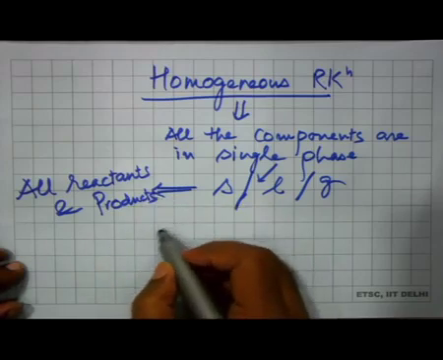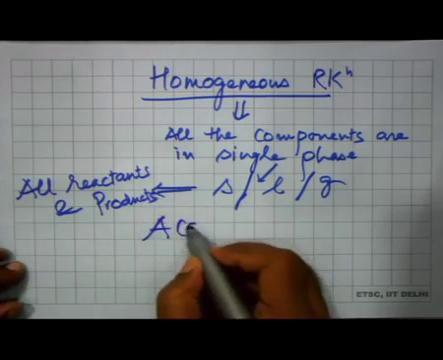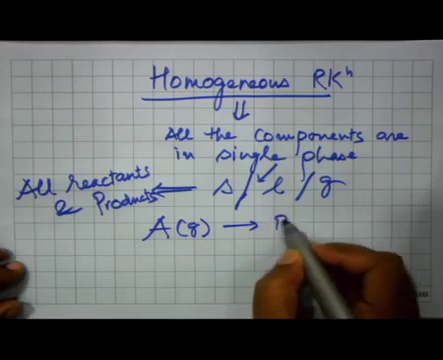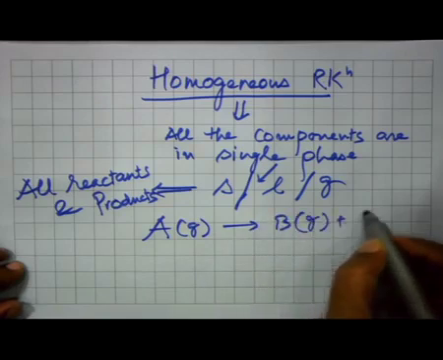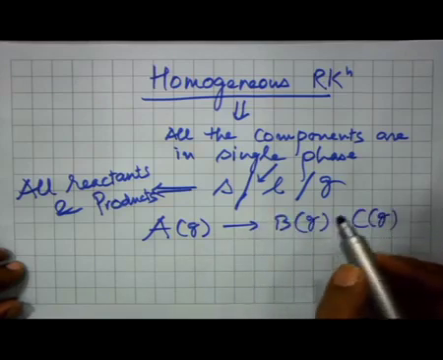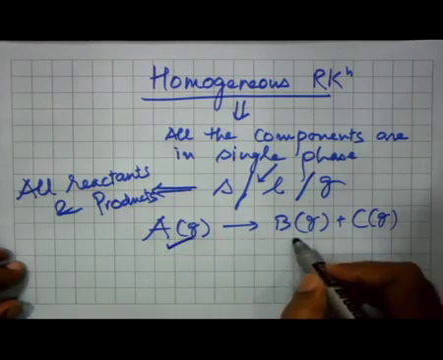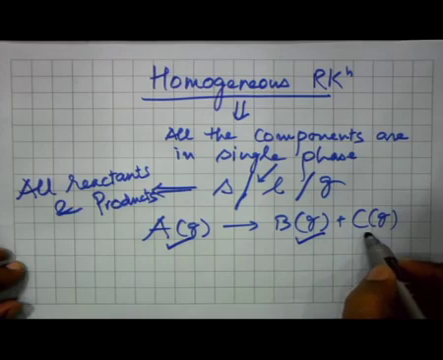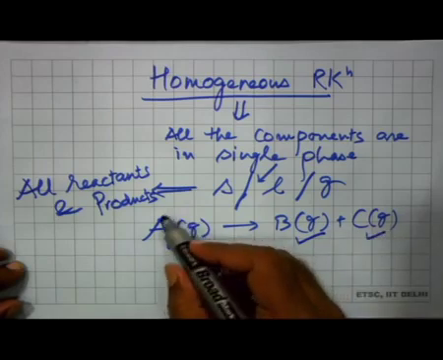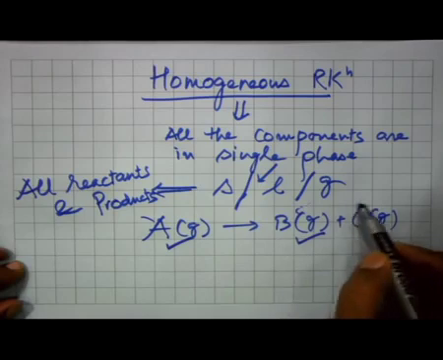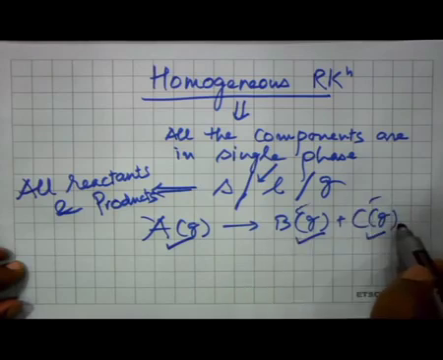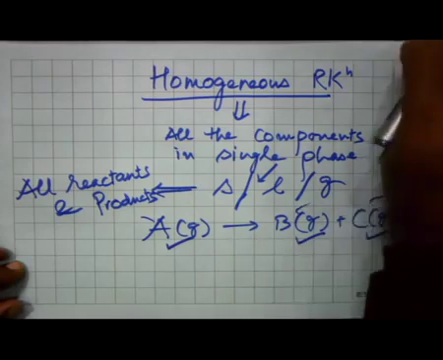For example, if I take a reaction, now you can see that A in gaseous form is going to B in gaseous form plus C in gaseous form. So, all reactants and products, A, B, C, are in gaseous phase. This kind of reaction is called a homogeneous reaction.